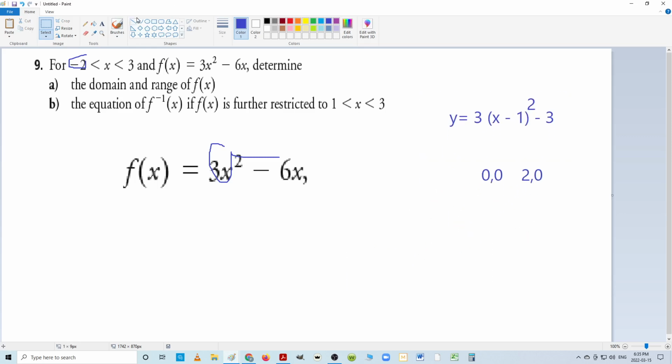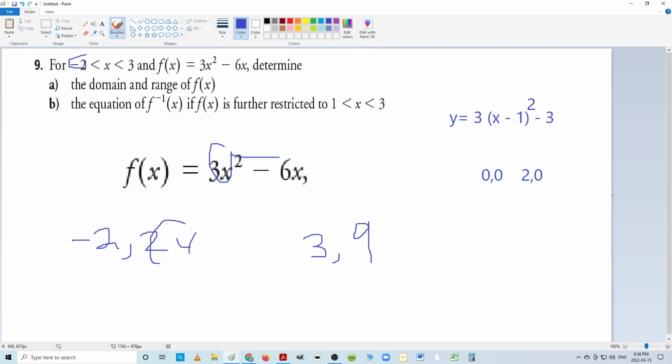Also notice the range restriction. If I put minus 2 in here, I get 4 times 3, 12, and minus 2 here becomes plus 12, so I get (minus 2, 24). And if I put 3 in here, I get 9 times 3, 27, minus 18. So I get (3, 9).